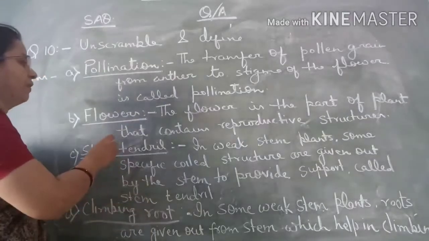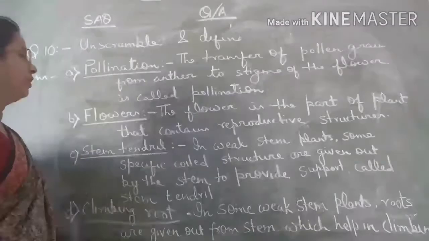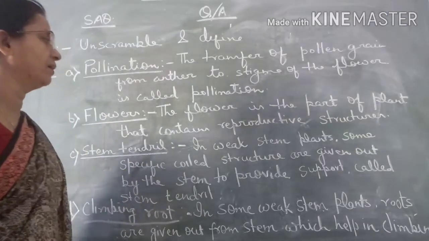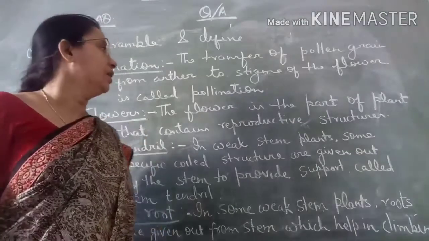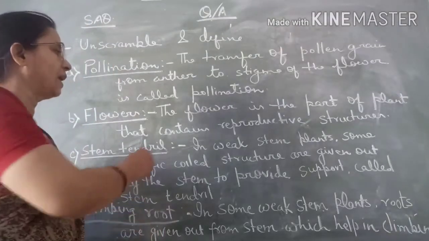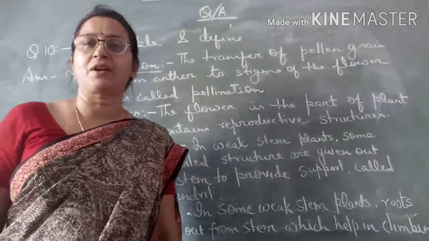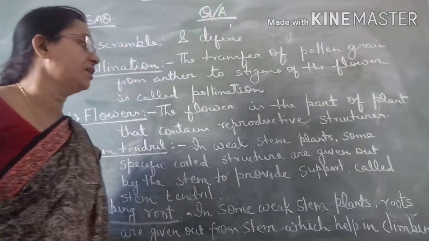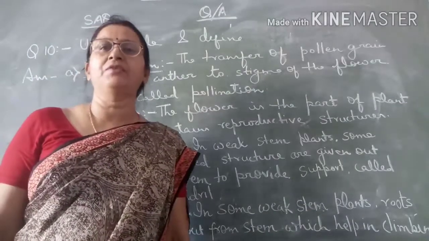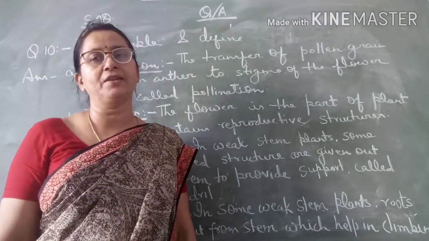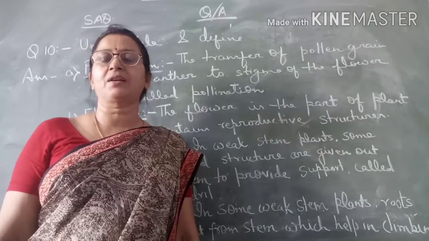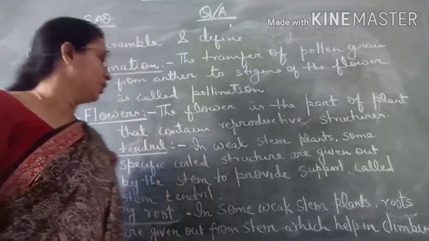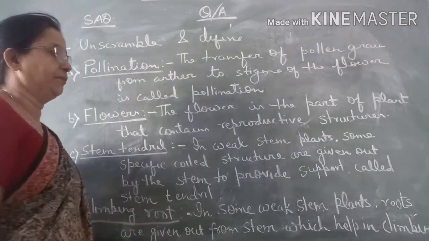Now come to the flowers. The second word is flowers when you unscramble it. How will you define it? The flower is the part of the plant that contains reproductive structures, that means stamen, carpel, etc. Carpel is the female reproductive structure, whereas stamen is the male reproductive structure. These two are contained in flowers.